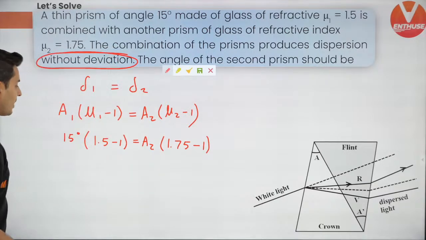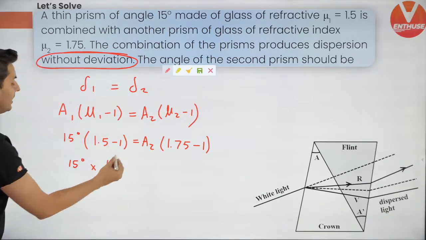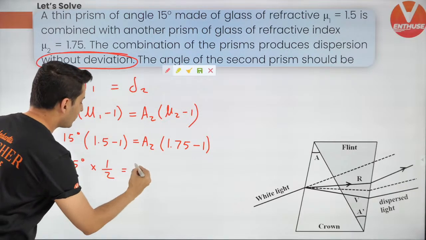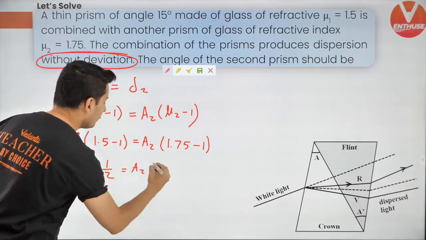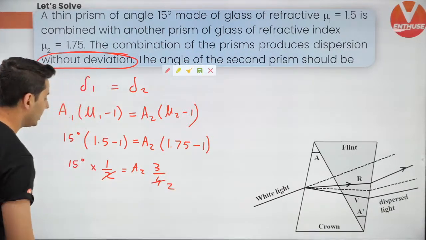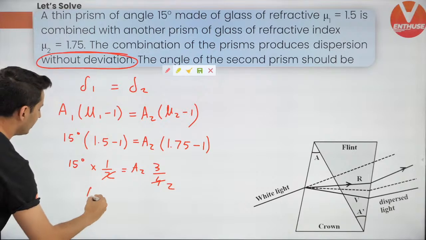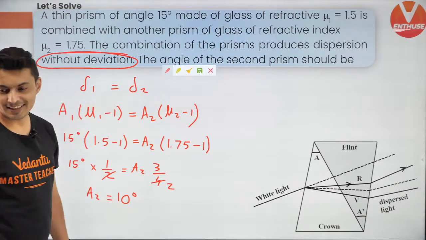The second refractive index is 1.75, minus 1. So this will become 15 degrees multiplied by 1.5 minus 1, which is half, is equal to A2 times 1.75 minus 1, which is 0.75, nothing but 3/4. This will go like that. So 15 2s are 30. 30 divided by 3, 10. So the final answer is 10 degrees.